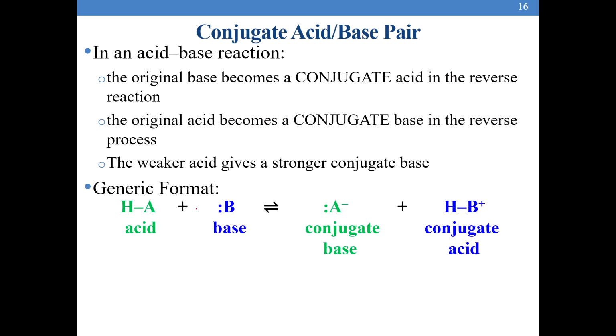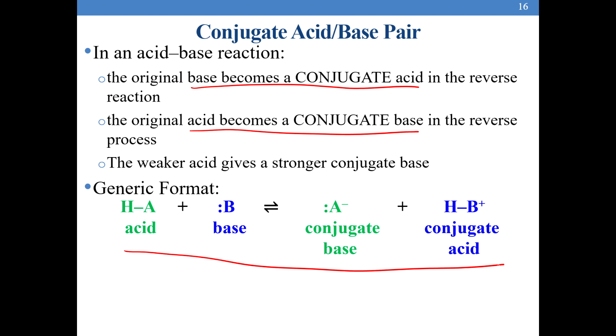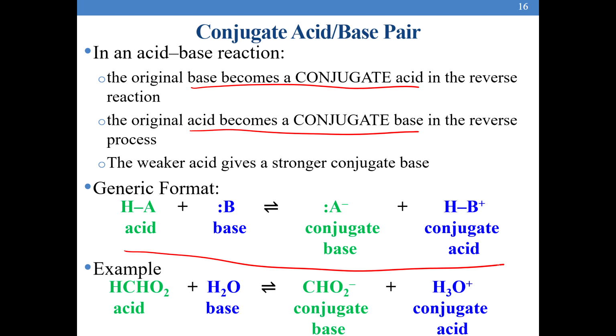So the next couple slides are just some more examples, okay, and I just want to be super clear. The original base becomes a conjugate acid. The original acid is now called a conjugate base. So this here is the generic format for what I already showed you on the previous slide, okay? And here's just a real example. Water's acting as a base. This HCHO2 is our acid, okay? So we lose that proton and become a negative charge. So the green guys are paired together as an acid and conjugate base pair, and the blue guys are paired together as a base with his corresponding conjugate acid.